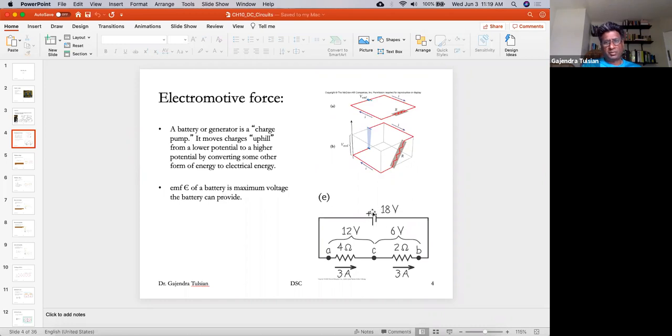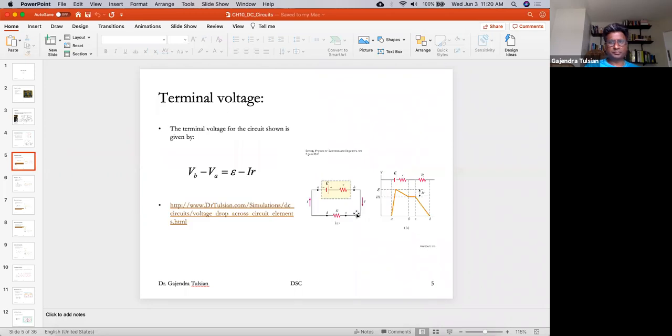And oftentimes in circuits, you'll see batteries written like so. And this is an ideal battery. This battery provides an 18-volt voltage, and that is the EMF of the battery. Now we'll show you a battery with internal resistance in a second. So the maximum voltage that the battery can provide is the EMF of the battery. In this case, it's 18 volts.